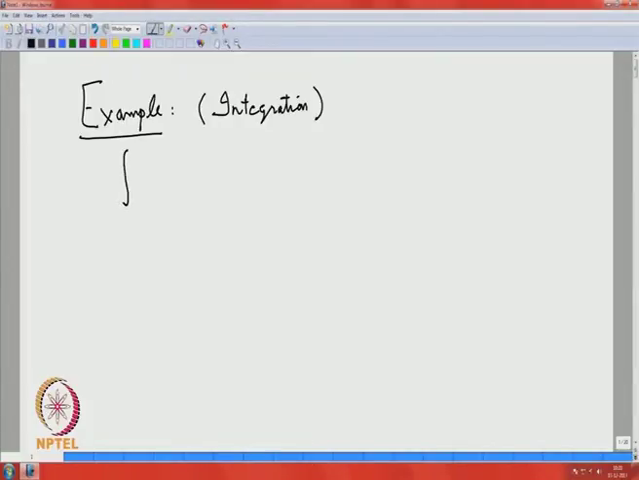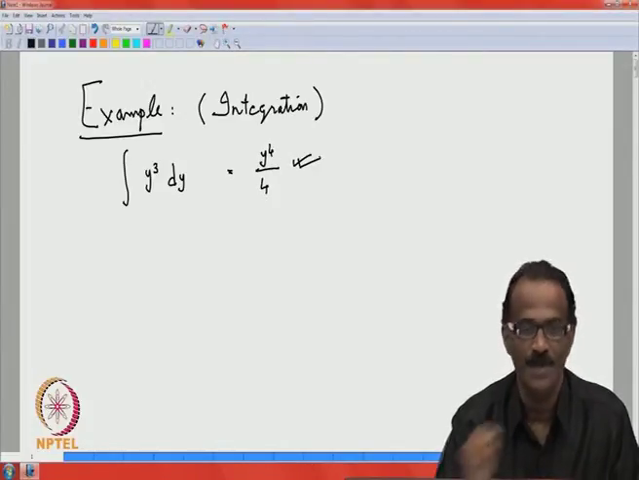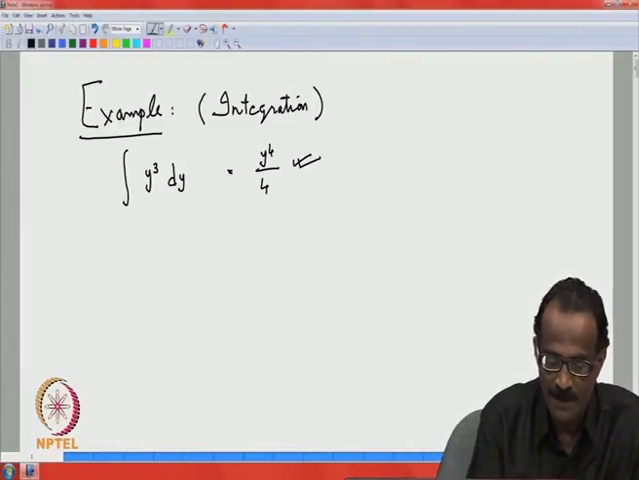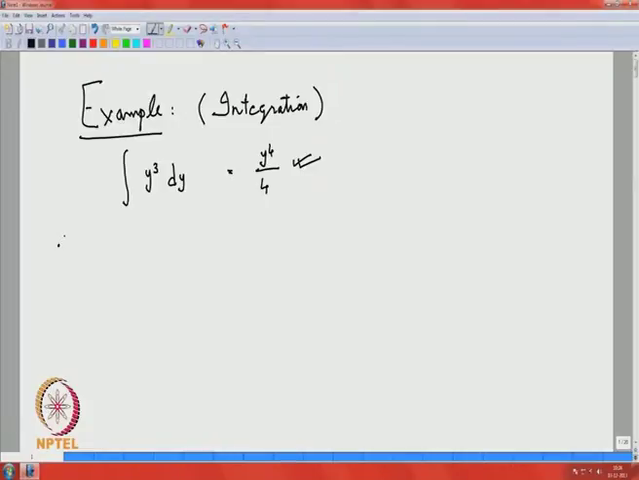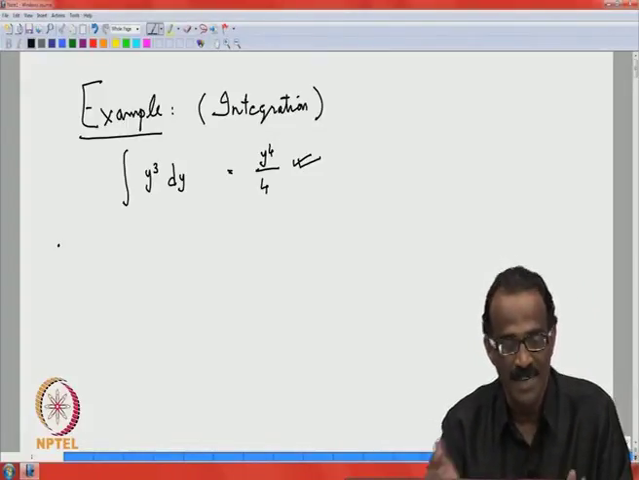Look at the integral of y cube dy, which you want to integrate. There are 2 ways of doing it. You immediately know what this integral is, so you immediately write y power 4 by 4. That is fine, there is no problem. Here you are able to do it because you know the antiderivative. But when you do not know the antiderivative, the integration is done via substitution.